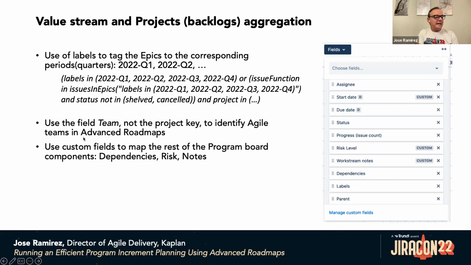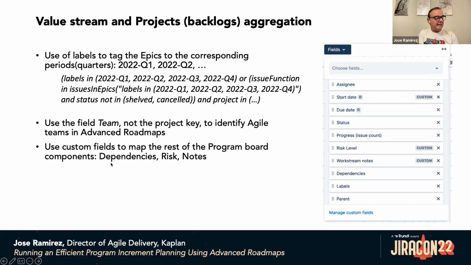So this is the first additional field to define. The other fields, and you can see in the right-hand side of the slide, all the fields that we use. For example, is the use of the field team. I answered a question before. We use teams and not the project key. That is essential. And the teams defined in the advanced roadmap are shared teams.